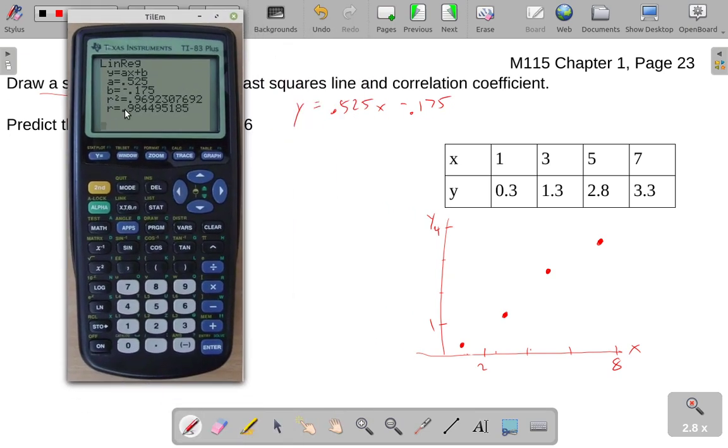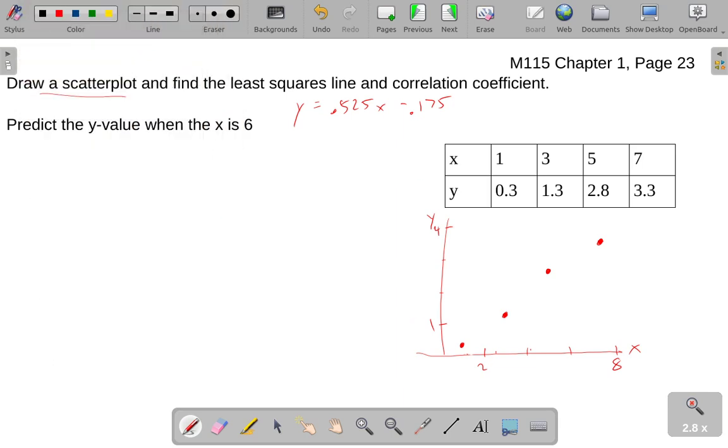And my correlation coefficient, let me just bring this down so you can see it again. My r is my correlation coefficient. R squared, like I said, is used, but when we're talking about the correlation coefficient, we're talking specifically about r. So that's the one you want to write down here. R is 0.9844595, whatever. I'm just going to round that off. Let's call it 0.984.